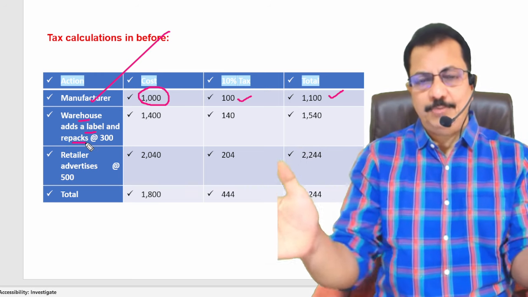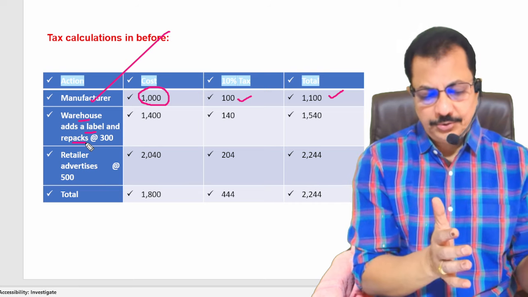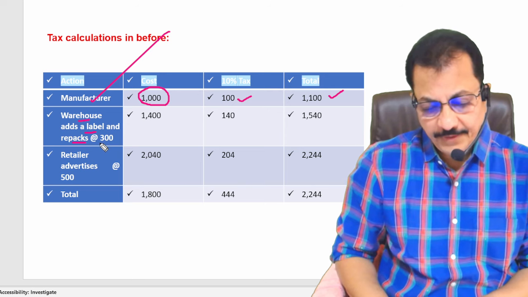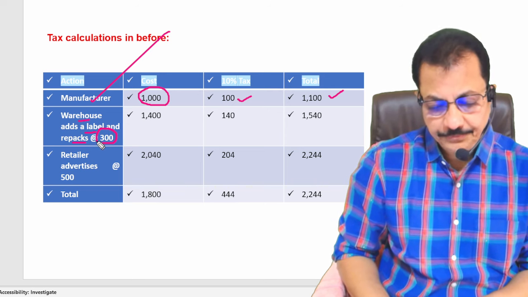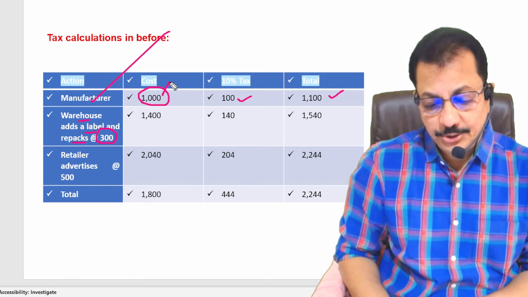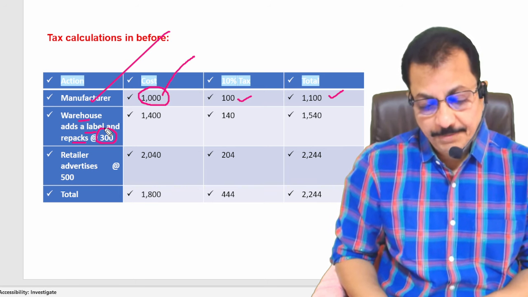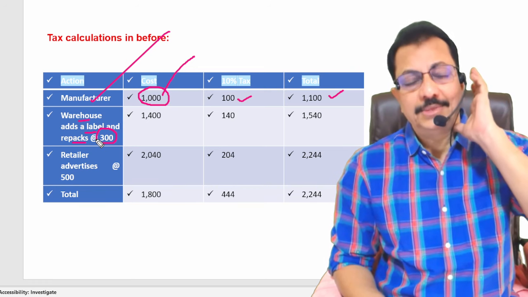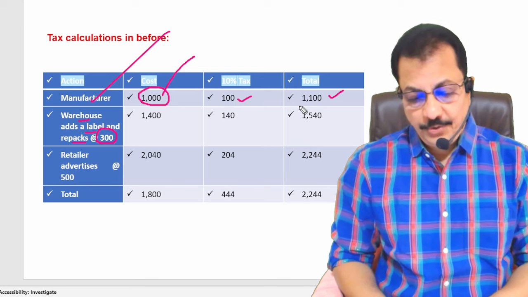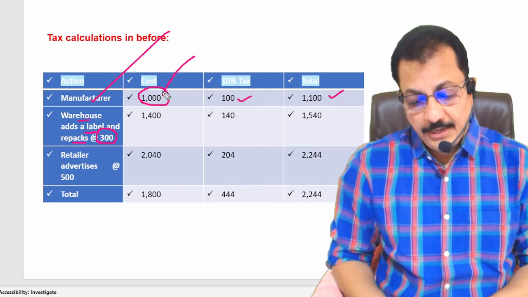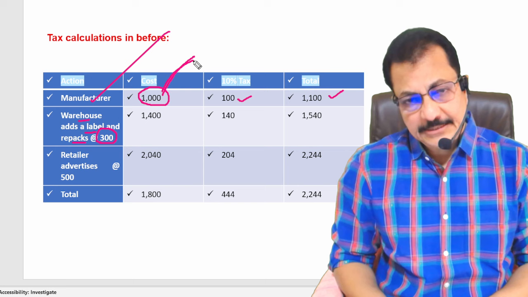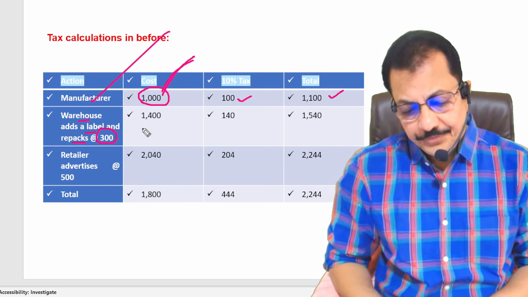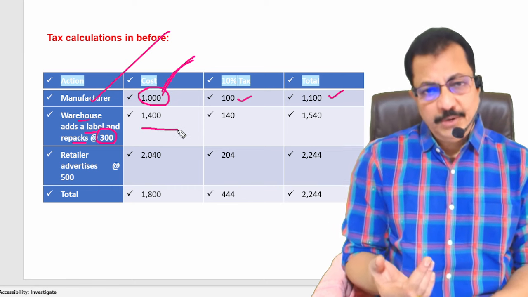So the manufacturer has manufactured and it came to the warehouse where a label is being added and it has been repacked, and for that the charges are 300 rupees. Kindly remember, the cost of the actual product is 1000 rupees. But for the purpose of the label and repacking, you are adding 300 rupees more. Is that okay? So 1000 rupees plus 300 rupees should become 1300 only. But if you observe very clearly, this is 1400 here. How come it is 1400?